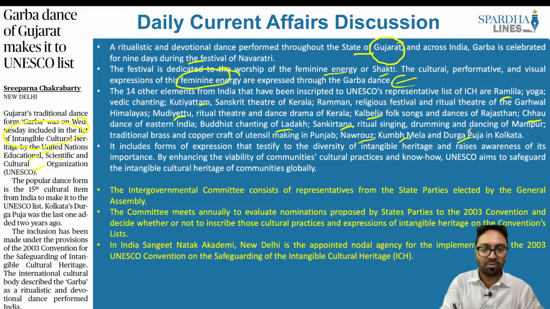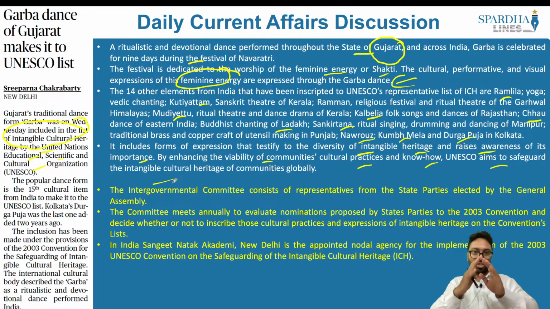It includes forms of expression that testify to the diversity of intangible heritage and raise awareness of its importance by enhancing the viability of communities' cultural practices and know-how. UNESCO aims to safeguard the intangible cultural heritage. Because these are the ones which may be losing strength, or many people may not know about it, and also in order to safeguard the rights of the people who are practicing it, it will be added to this particular list.